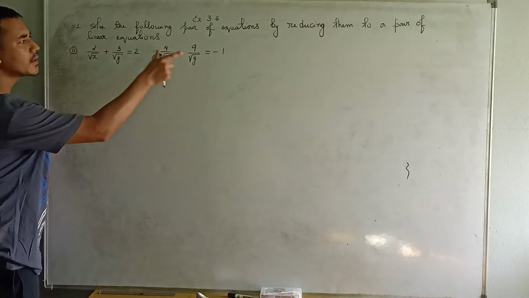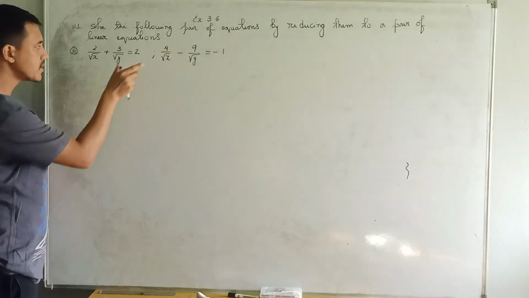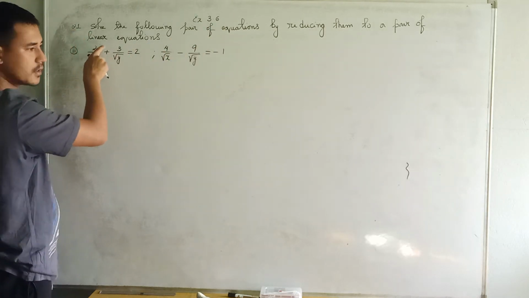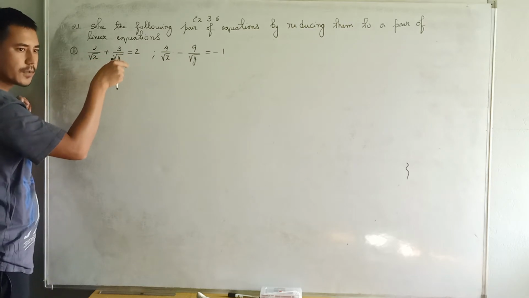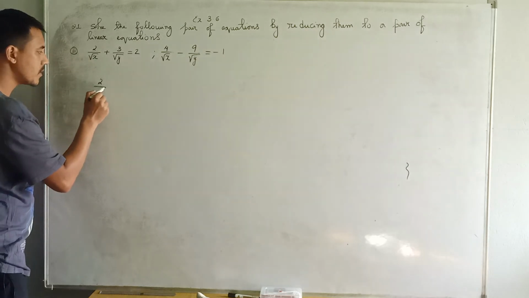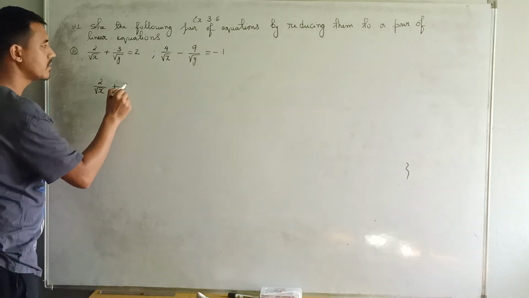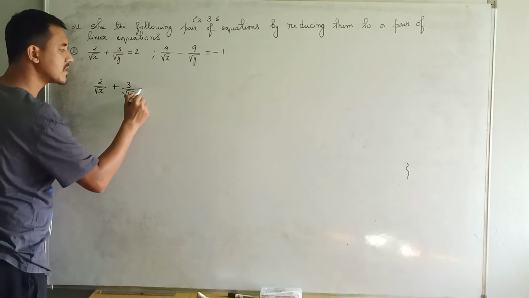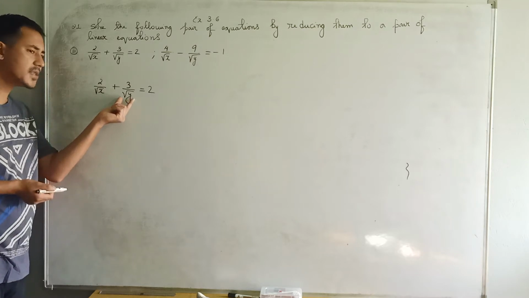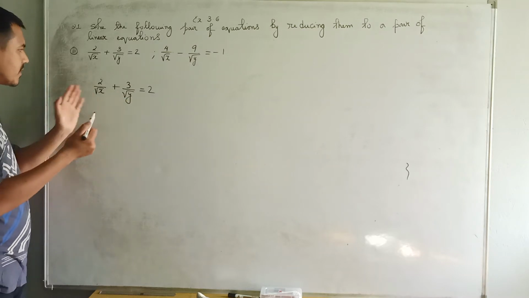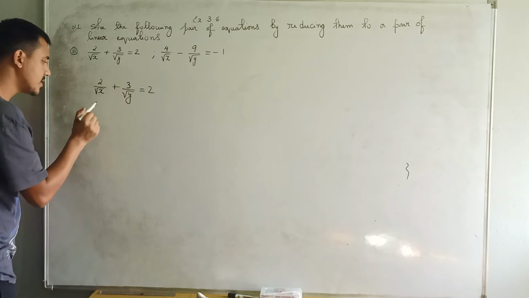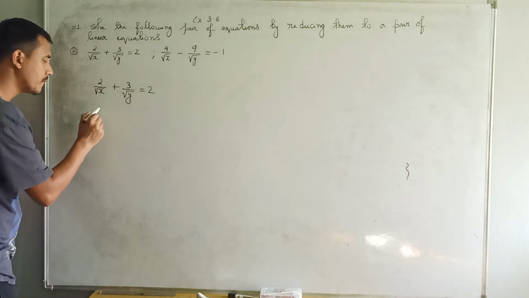So how are they not linear? The question says they are not linear, so we have to reduce them to linear. Let's check how they are not linear. I'm going to take the first equation and write it as it is given. Here the variable is in the denominator. In an equation, a variable is not supposed to be in the denominator, so I'm going to rearrange this in an appropriate order.